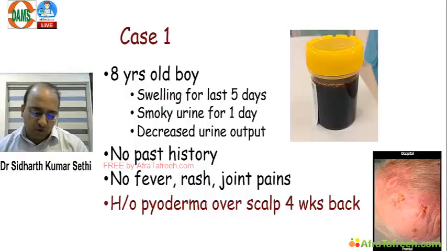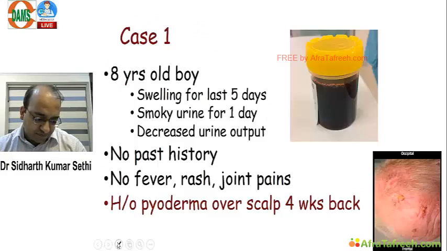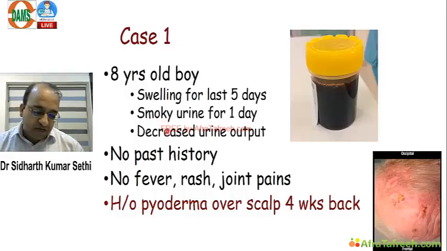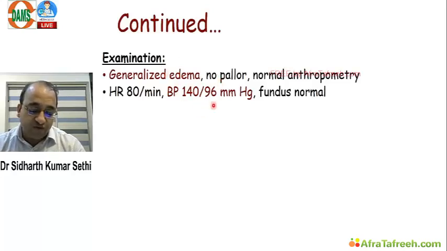So something you feel like maybe this patient had a history of streptococcal pyoderma, and now he has, of course, glomerular hematuria. So he has glomerulonephritis. You're right. So I'll take you first to the history, and now examination. On examination, he had edema. There was no pallor. His blood pressure was 140/96.